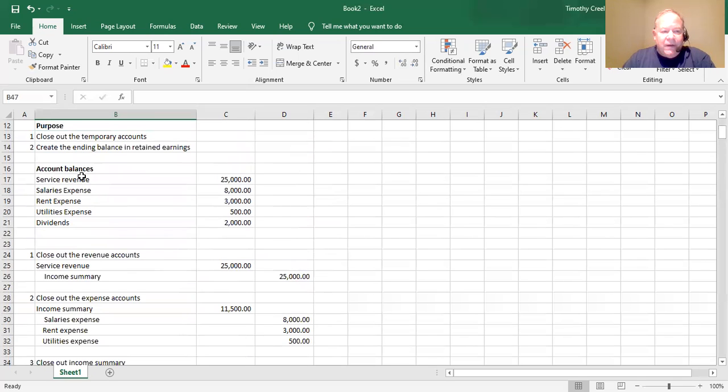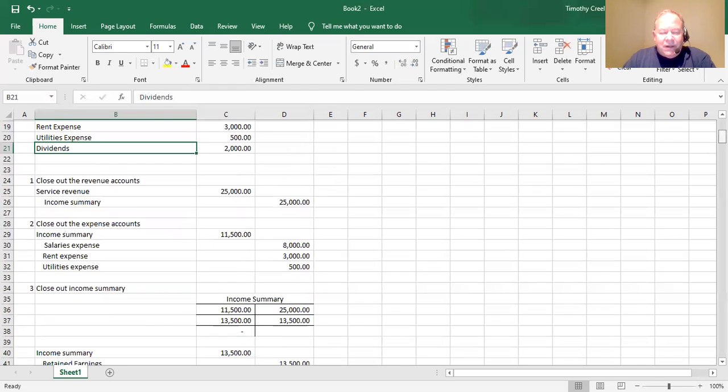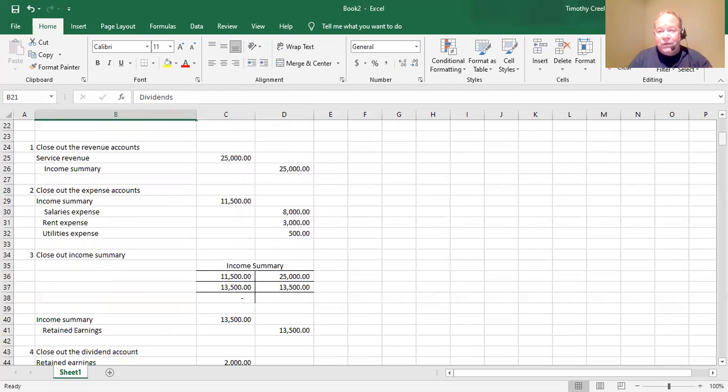So we've closed out the revenues, we've closed out the expenses, and we've closed out the dividends. And basically the net effect of this is all the temporary accounts now should have a 0 balance, and retained earnings should have the proper ending balance since we've closed out income, which is revenues minus expenses, and we've also closed out dividends to that account.